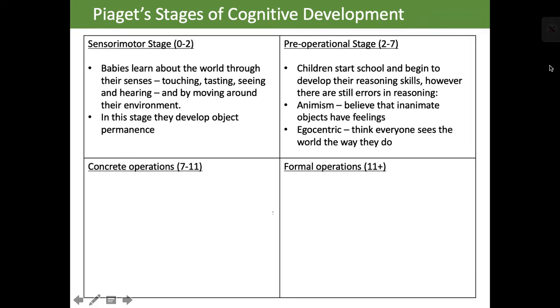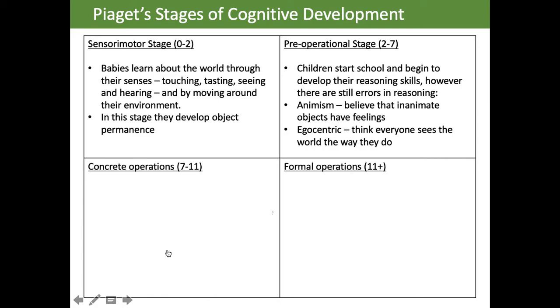Okay, and the second thing is that they are egocentric in their thought processes. So they think that everyone sees the world the way they do. Now, I mean that both physically, in terms of what you can see, depending on which side of the classroom you stand on, and also emotionally, in terms of understanding someone else's point of view. Children in the pre-operational stage often can't understand someone else's point of view, either physically or more emotionally or morally.